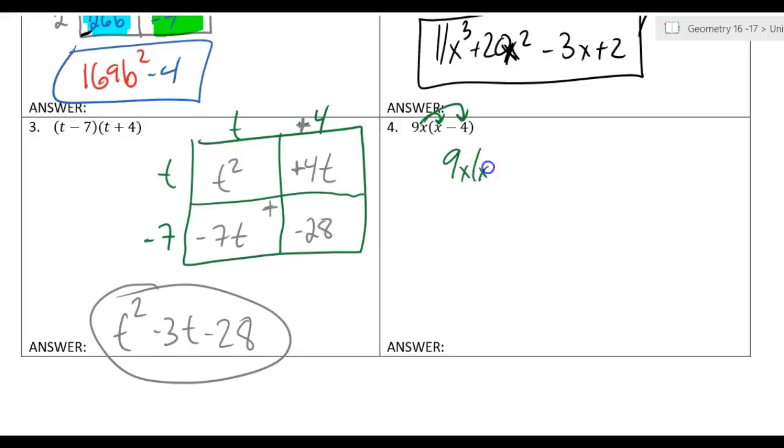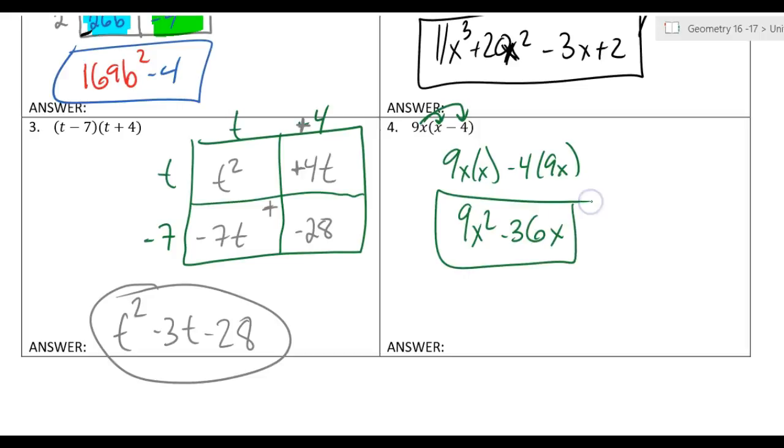So I'm going to say 9x times x, and then that minus 4 times 9x. So 9x times x is 9x squared. Negative 4 times 9x is negative 36x. And this is my simplified answer. This was problems number 1 through 4 from your Unit 2 Quiz 1 review.